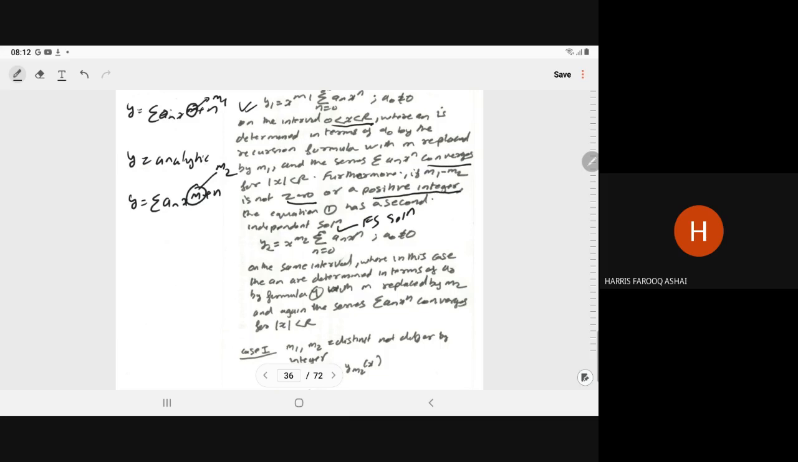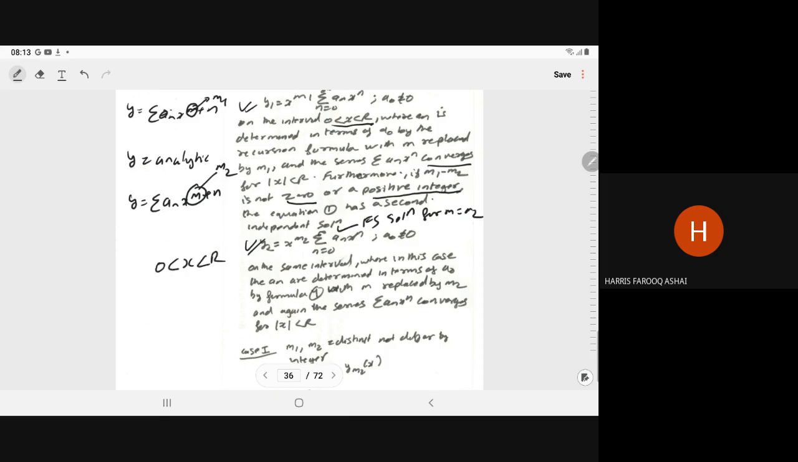For the Frobenius series solution for m equal to m2, only then do we have the second Frobenius series solution, and at that time y2 will become x to the power m2 times the summation of a_n x to the power n, a_0 not equal to 0. Now the question arises, what will happen when the difference is 0 or a positive integer? On the same interval, this series is also analytic or convergent, that is, for |x| less than r, or x greater than 0 but less than r.